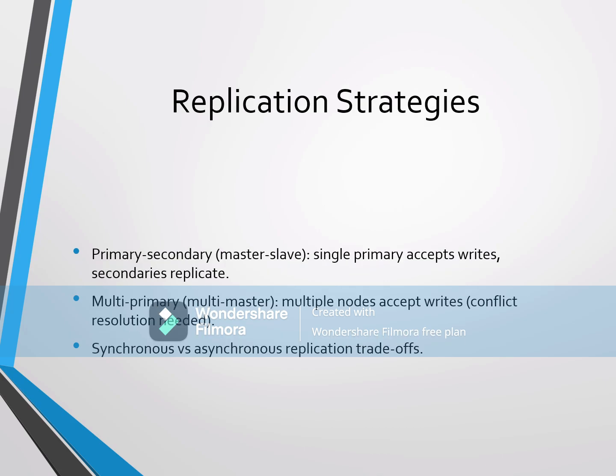Simple to implement, but write-limited. Multi-primary, multi-master setups allow concurrent writes on multiple nodes to scale writes but require conflict detection and reconciliation. Replication can be synchronous, ensuring strong consistency at higher latencies, or asynchronous, improving performance but permitting temporary divergences. The chosen replication approach shapes write latency, recovery procedures after failures, and the complexity of conflict resolution logic during reconciliation.